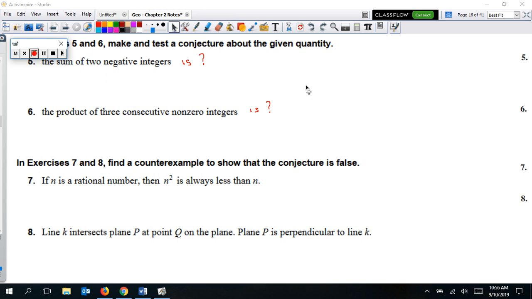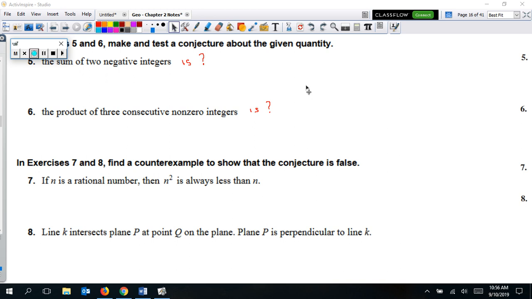Alright, let's go ahead and look at number 5 and 6. It says, make and test a conjecture about the given quantity. So we're talking about inductive reasoning with this when it's talking about making and testing a conjecture. Conjecture is always with inductive reasoning. And so number 5 says, the sum of 2 negative integers.